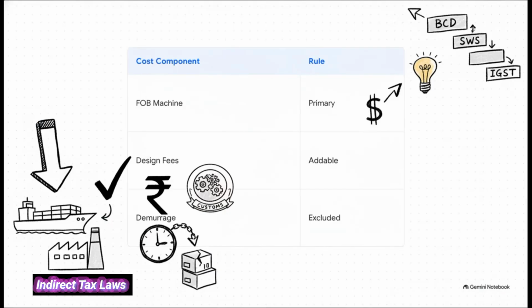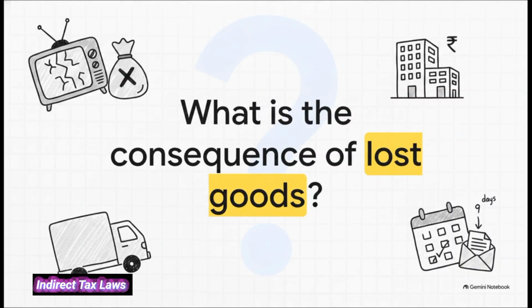Let's see how this actually builds. By law, you must strictly use the CBIC rate of 88 rupees, totally ignoring the RBI or commercial rates. You absolutely must add the €8,000 design fees because they were necessary for production. But the demurrage charges, because they happen post-importation, are completely excluded from the assessable value. Once you lock in that value, you cascade your basic customs duty, social welfare surcharge, and IGST right on top of it. And our final stress test, Scenario 5.